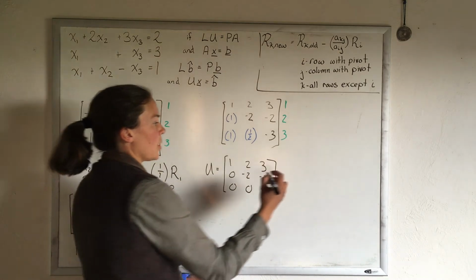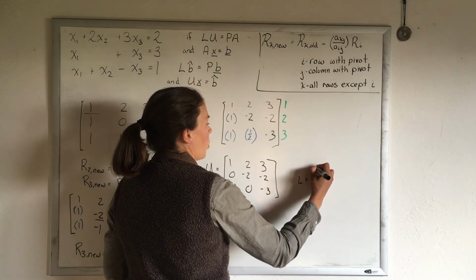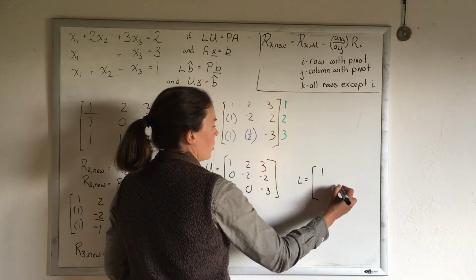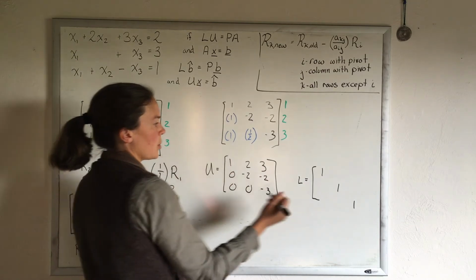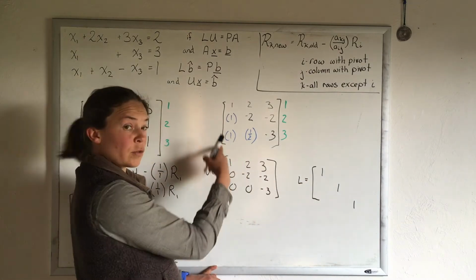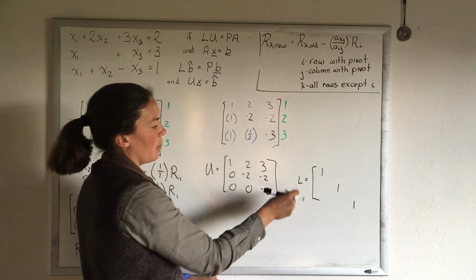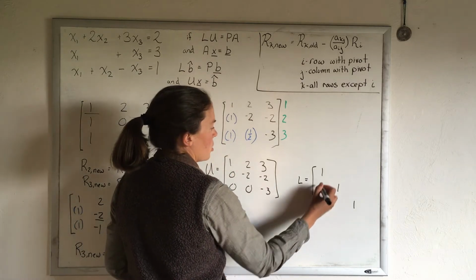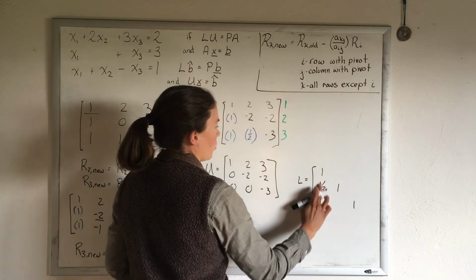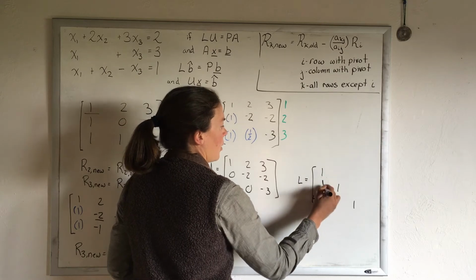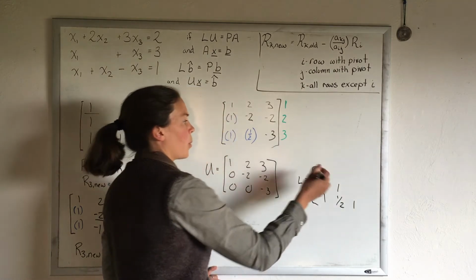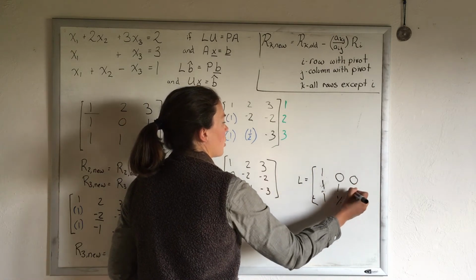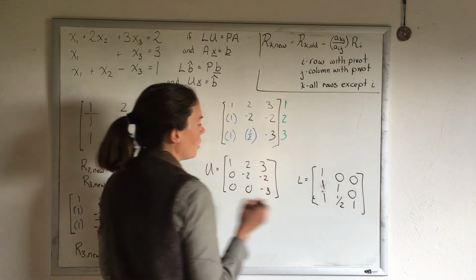To get our L matrix, we put 1s on the primary diagonal. We put in our row reduction factors, those values we have in parentheses here, and those become our lower triangular matrix. So 1, and then 1 and 1/2. And we put zeros in the upper part of our triangle. So it's a lower triangular matrix, so we have 0 in that upper triangle.